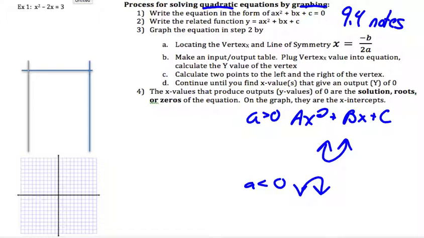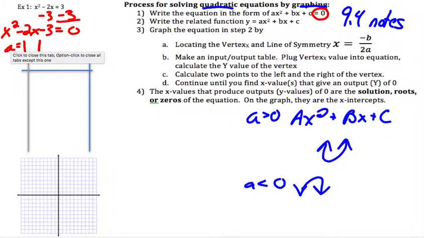We've been identifying A, B, and C, but step number 1 says write the equation in the form ax squared plus bx plus c equals 0. We have to have this equation set equal to 0. Let's set equal to 3 here, so we need to undo that algebraically. So on each side of the equation, I'll subtract 3. That gives me 0 on the right side of the equal sign. Now on the left side, I can't combine that negative 3 with the x term or the x squared term. So I'm left with x squared minus 2x minus 3. That's my new equation. So A is 1, B is negative 2, and C is negative 3.